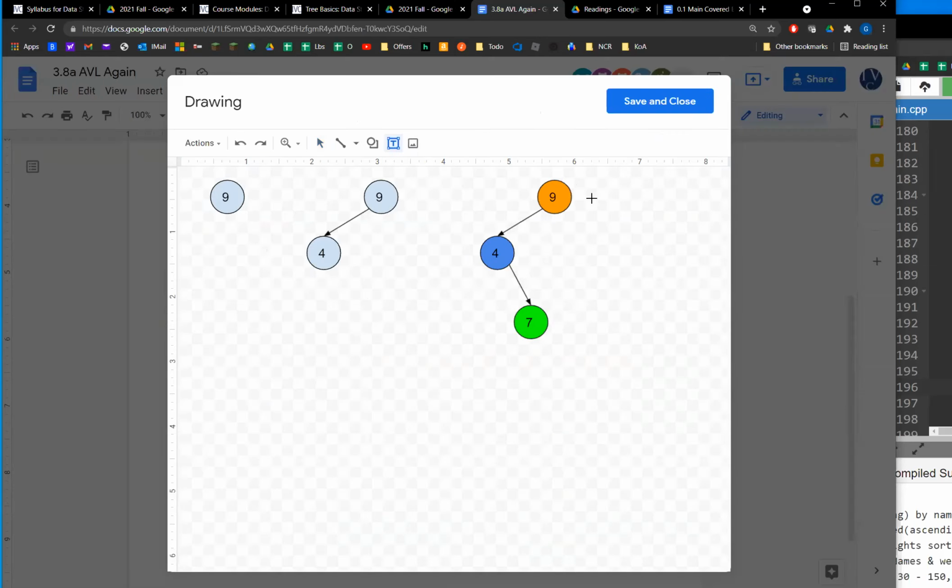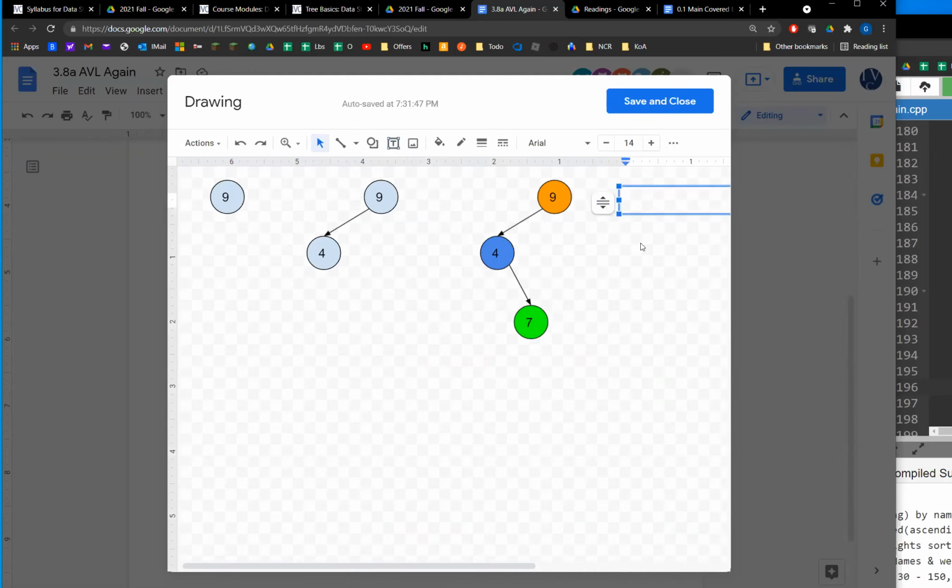All right, so this time, we inserted into the right subtree of the left child. So we're going to have a double rotation. All right, so 4 is beta, 9 is alpha, and 7 is gamma.